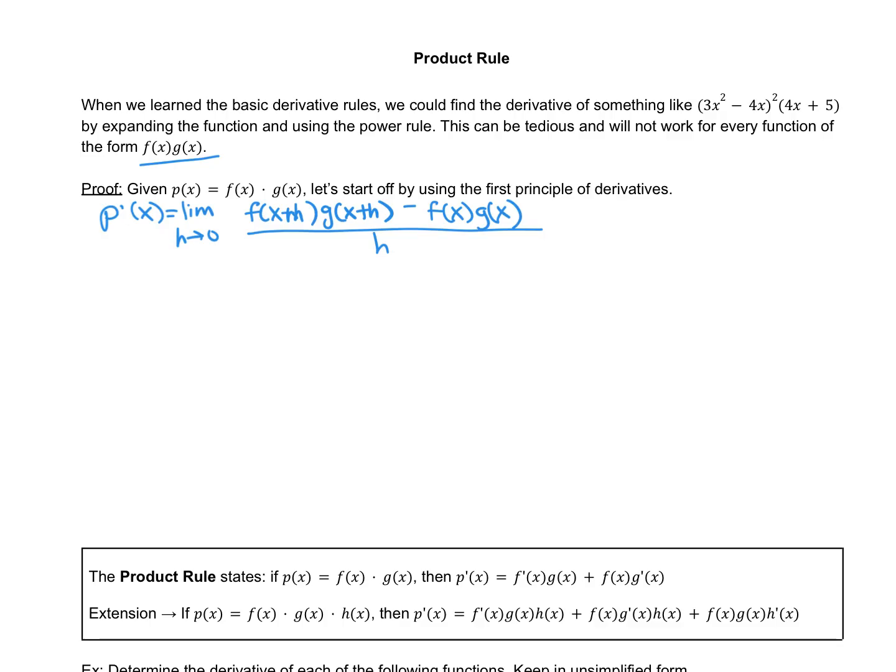And at this point, it kind of looks like I have nothing I can really do. So I'm going to do something I do with completing the square, which is adding and subtracting the same term so it could get me somewhere. And the term I'm going to add and subtract is going to be f at x times g of x plus h, a little combo of the things I see on my page here. And I'm going to add and subtract it.